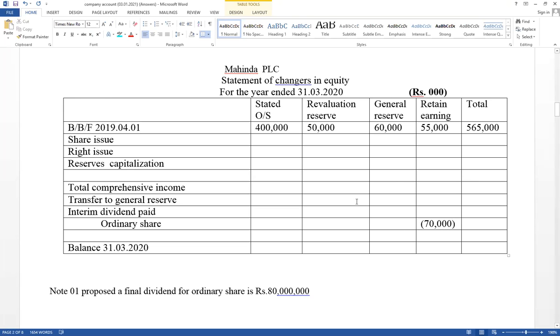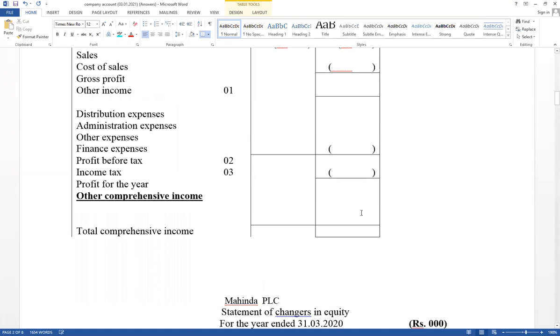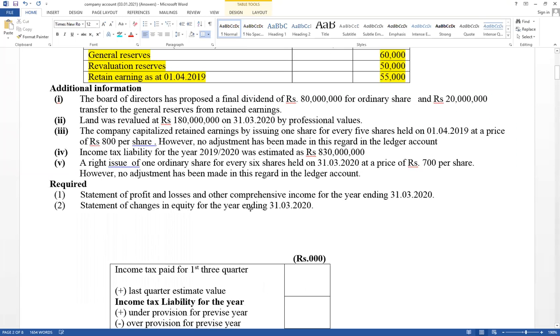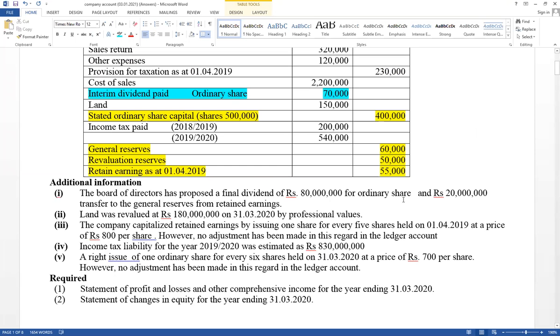And it has given transfer to the general reserves also. See the adjustment first one. Board of Directors has proposed final dividends 80,000 for ordinary shares and rupees 20,000 transfer to the general reserves from retained earning. Therefore, that value should be adjusted.